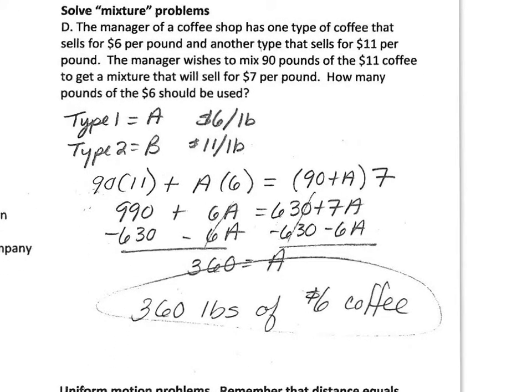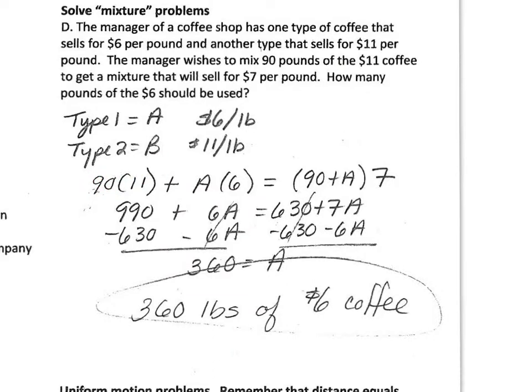We've got two types of coffee. We've got type 1, and we're going to just call it A, and that's $6 a pound. And then we have another type, type 2, call it B for variable, which is $11 per pound. The manager wishes to mix 90 pounds of the $11 coffee to get a mixture that will sell for $7 per pound. Now, a word equation would be helpful here.